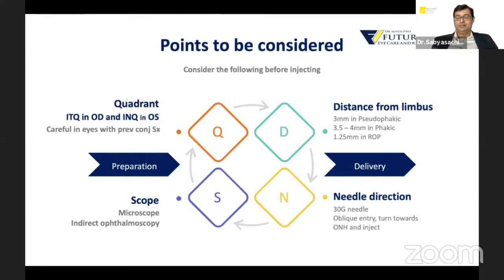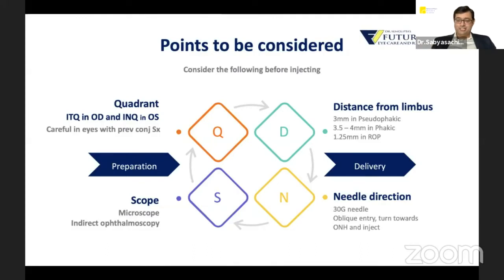Then the distance from the limbus really depends upon the phakic status of the patient. About 3 millimeters from the limbus is good enough for pseudophakic patients. 3.5 to 4 millimeters is good enough for phakic patients. If you're doing ROP, it's about 1 millimeter from the limbus. Then think about the needle direction.